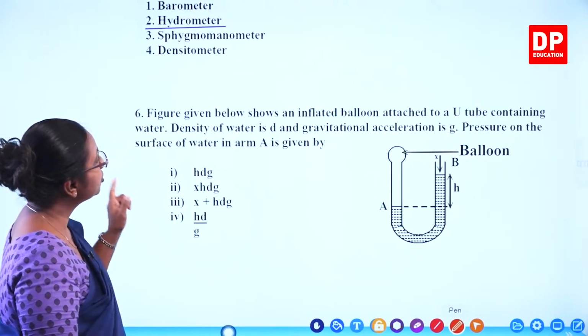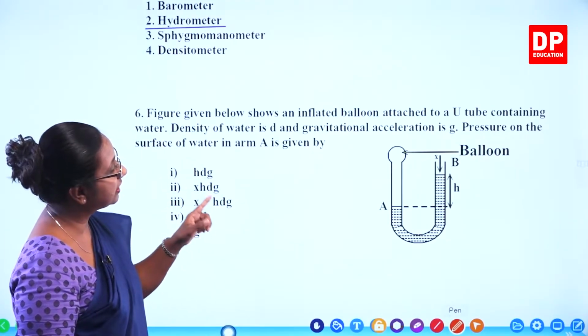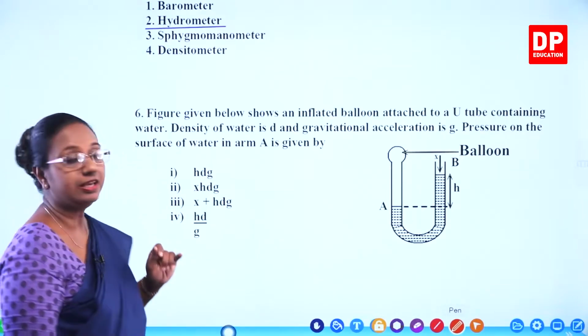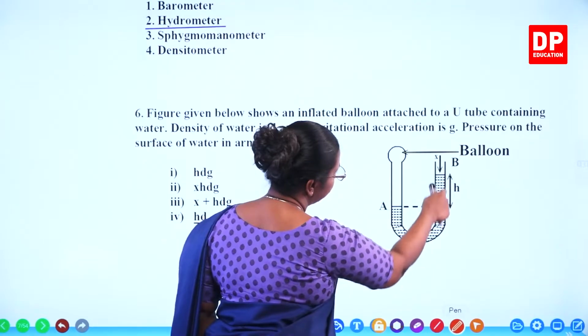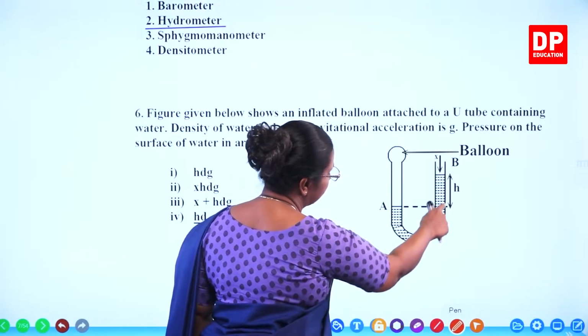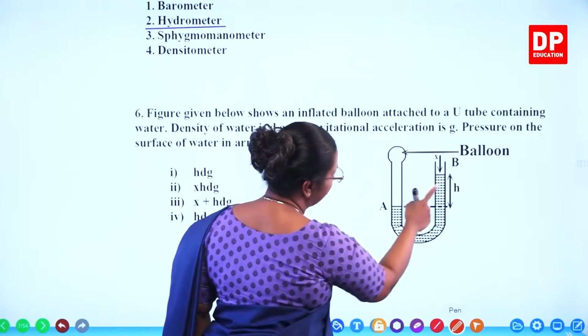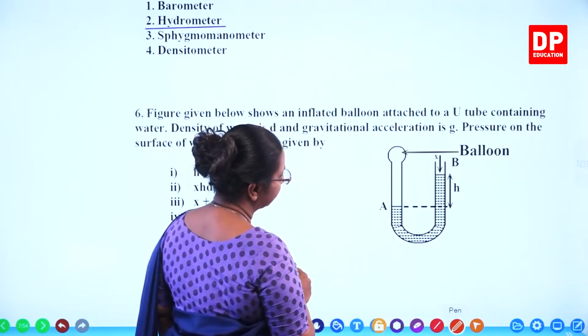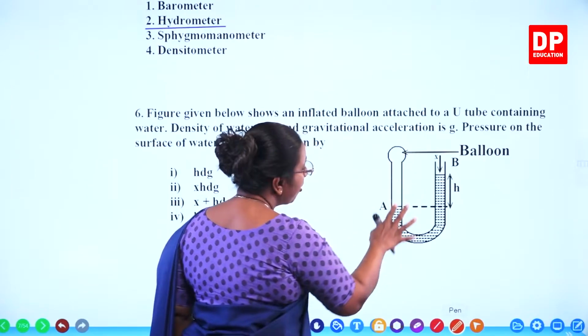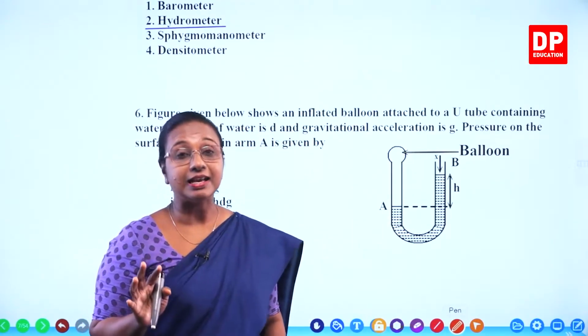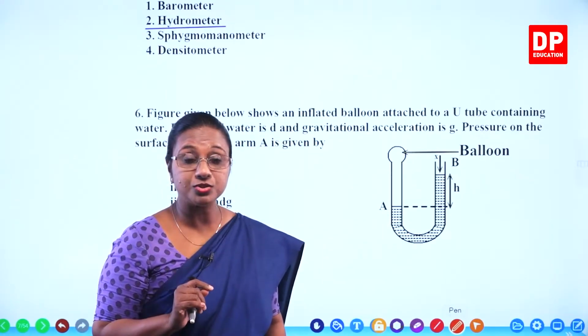Figure given below shows an inflated balloon attached to a U-tube containing water. So this is the figure given to you. You can see the U-tube there, and inside that there is water. This is arm A and arm B. Those are marked there. And here you can see the balloon attached to it. So you are familiar with this particular activity. We have done this in the lab also.